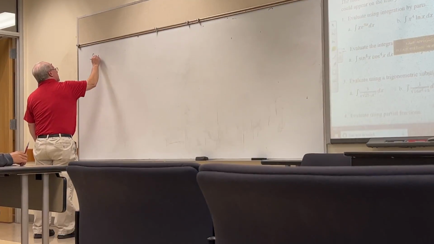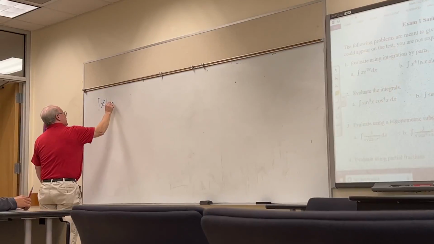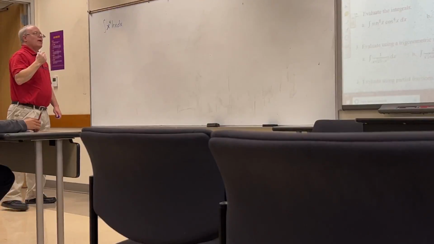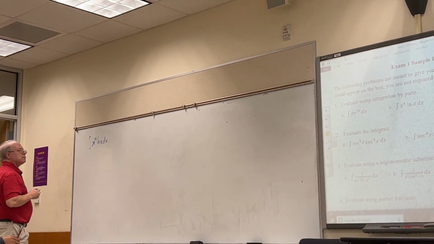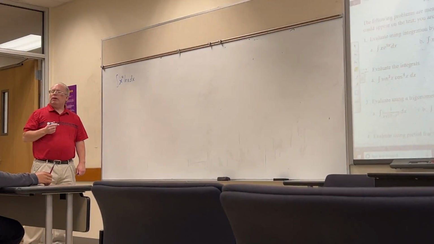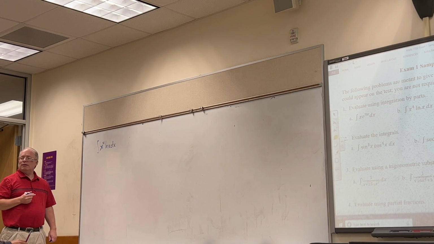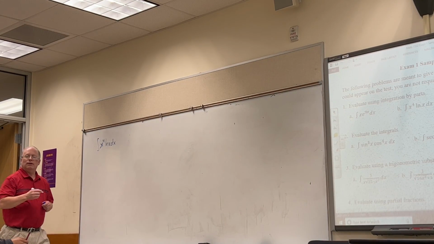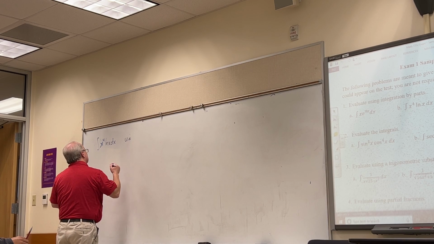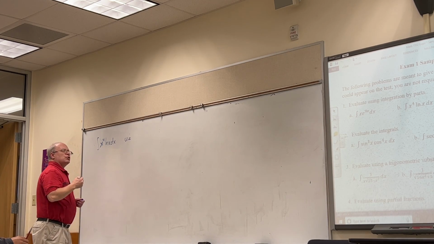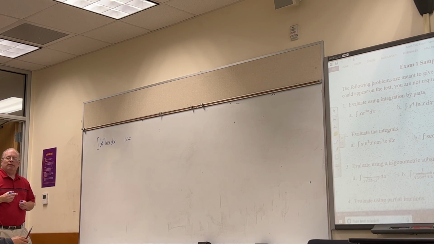the 4th power times the natural log of x, and you're asked to evaluate this using integration by parts. So, how do we do that? How do we apply integration by parts to this? Yeah, we need to figure out what to let u equal and what to let dv equal. So what should we let u equal for this one?